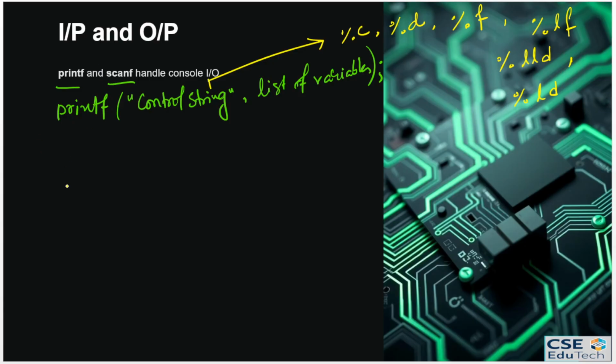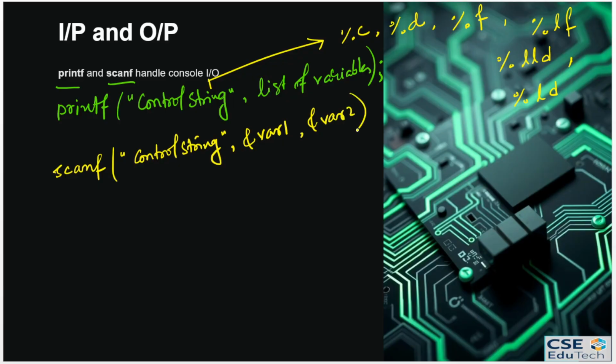In case of scanf, here also the same control string, then ampersand variable 1, then ampersand, suppose, variable 2, and so on. So there are two variables, variable 1 and variable 2. Obviously this control string basically contains the format of the data that we are going to receive.